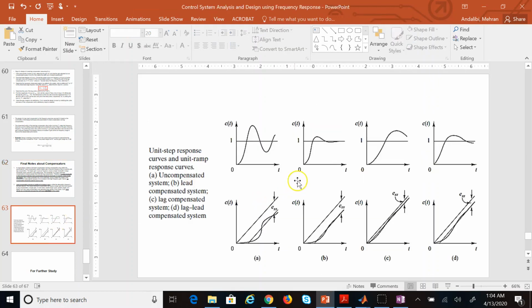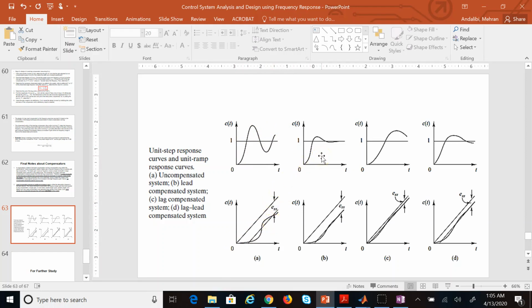And you can see that in this example that we just solved. So if you can see here, the system on the left is the original system, 1 over s times (s plus 1) times (s plus 2), which was not compensated. This is the step response of it, which shows relatively good speed but a lot of overshoot, and this is the steady state error in response to a ramp input, which is quite huge.